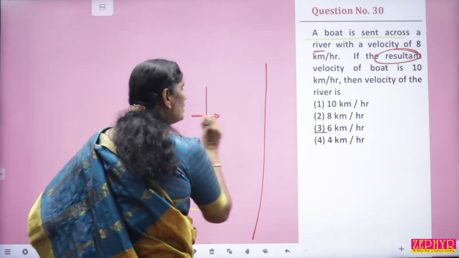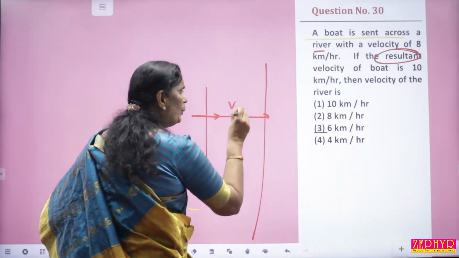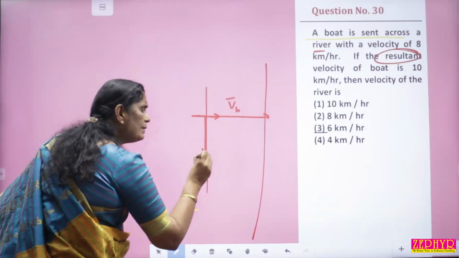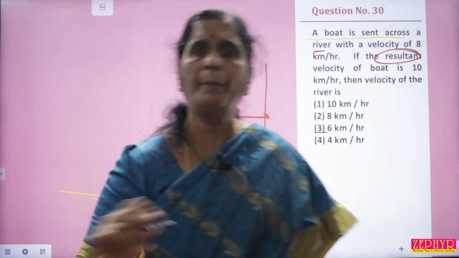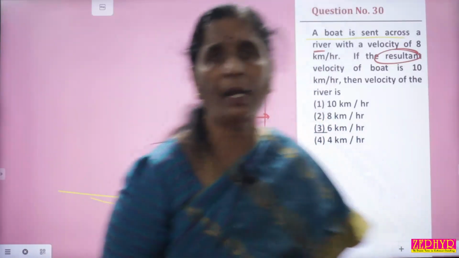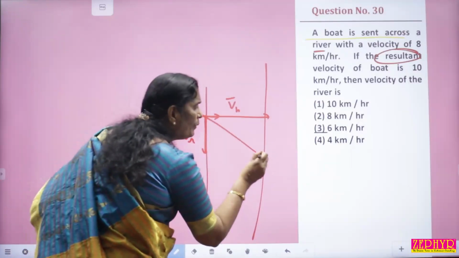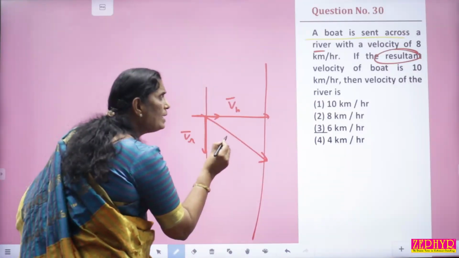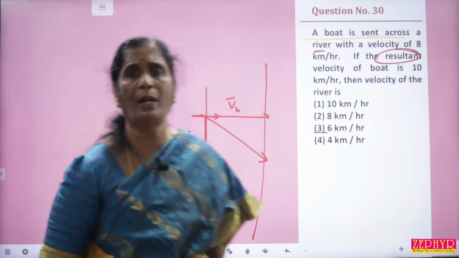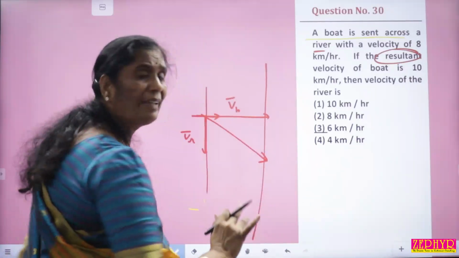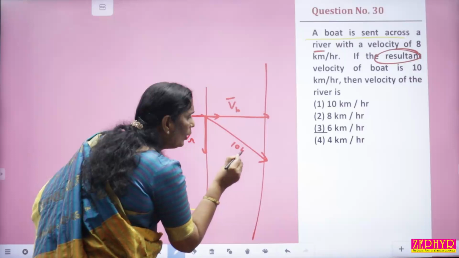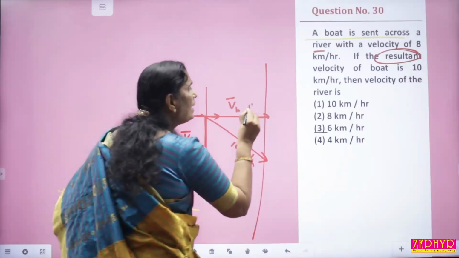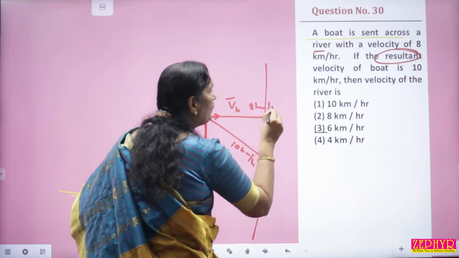So no condition. Let us assume that this is the velocity of the boat in still water, and this is the velocity of the river. I want the resultant. A bar plus B bar. How do you draw A bar plus B bar? Go for the diagonal. So this is the resultant of this and that. I can say it is VB bar plus VR bar only. The resultant is traveling with the velocity of 10 km per hour. So this is 10, and this is 8 km per hour.